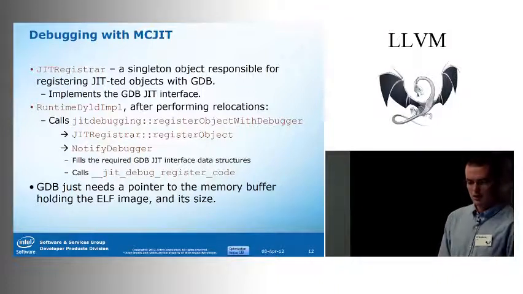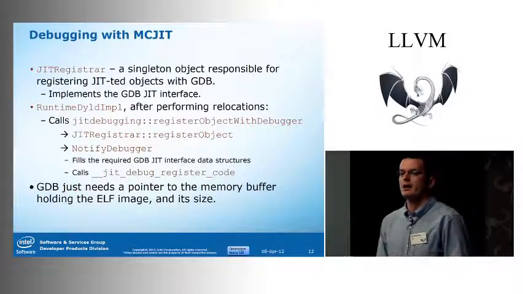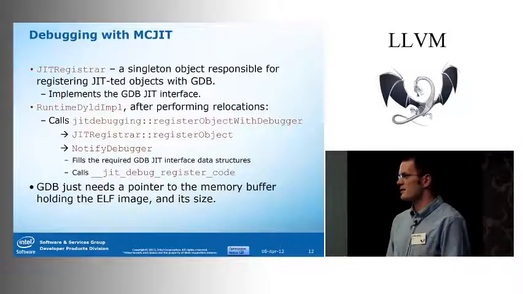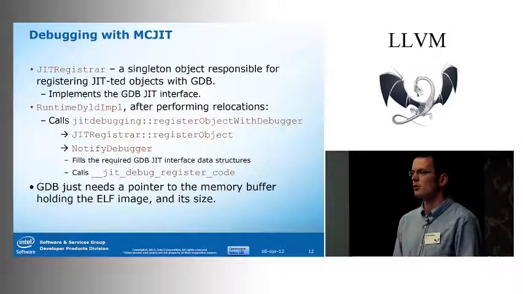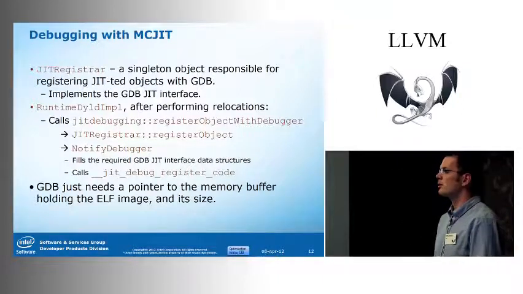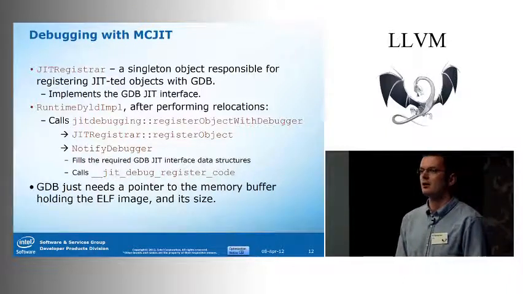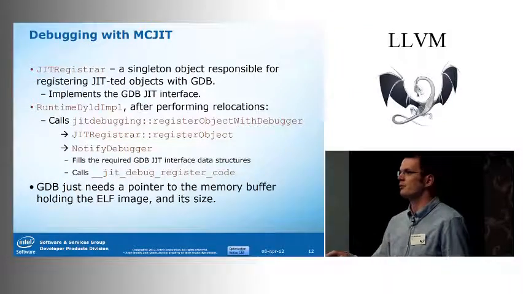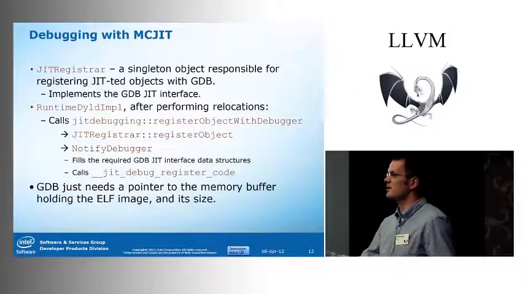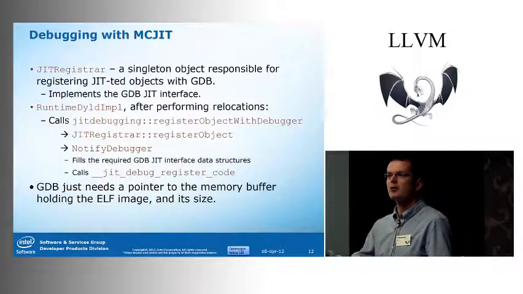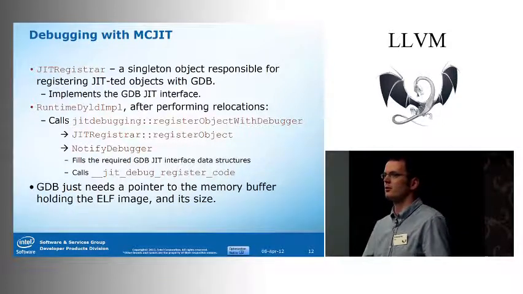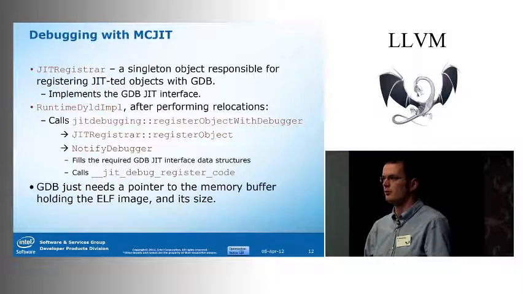So debugging. As I mentioned, GDB, since version 7, already has built-in support for debugging JITed code. In a few words, it works like this. It works similarly to the way GDB knows how to load shared objects. So you're probably all familiar with when you start GDB on some executable, and then you ask it to put a breakpoint in a shared object that was not loaded yet. It will ask you if you want to make it pending on shared object load, right? So it's the same with JIT.